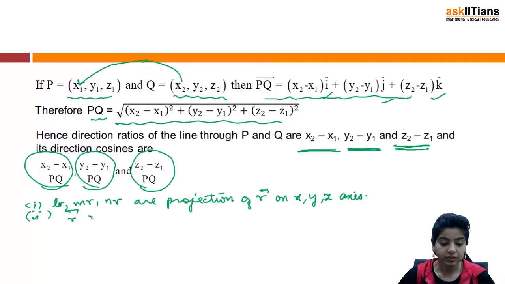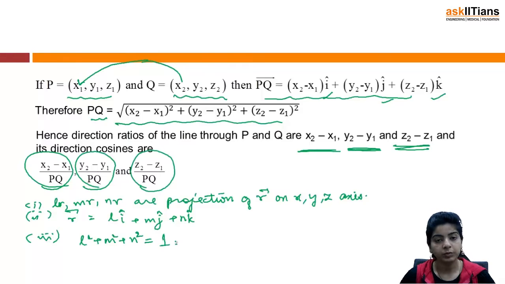Secondly, r, as we have already discussed, is li plus mj plus nk. Then l square plus m square plus n square is 1, since these are direction cosines. You must be knowing this by the property of direction cosines; it follows.